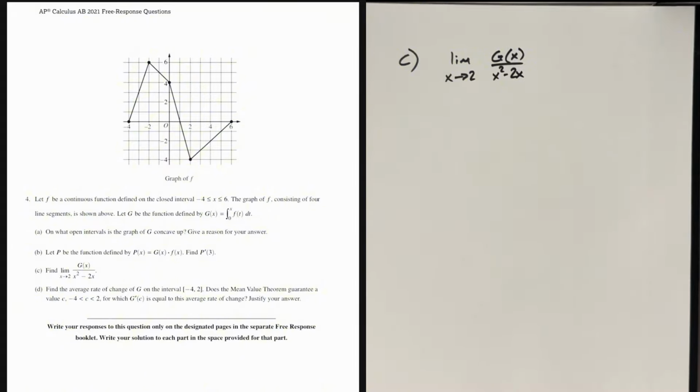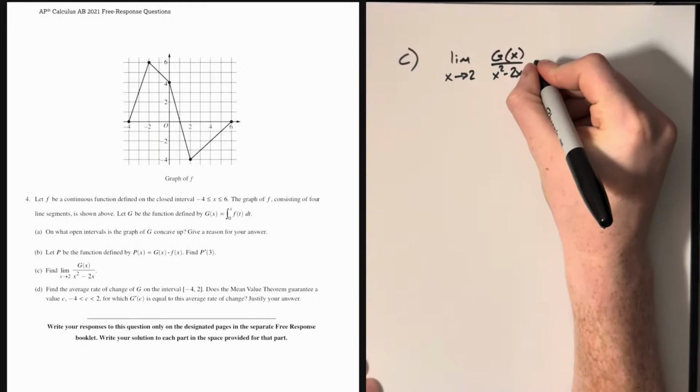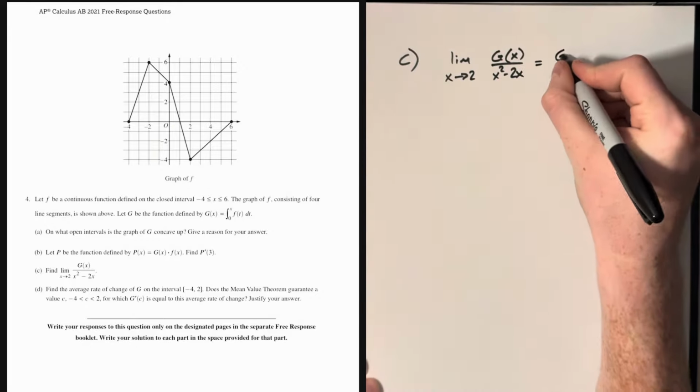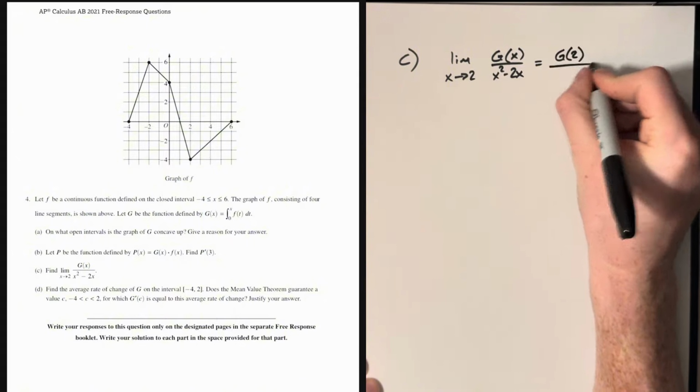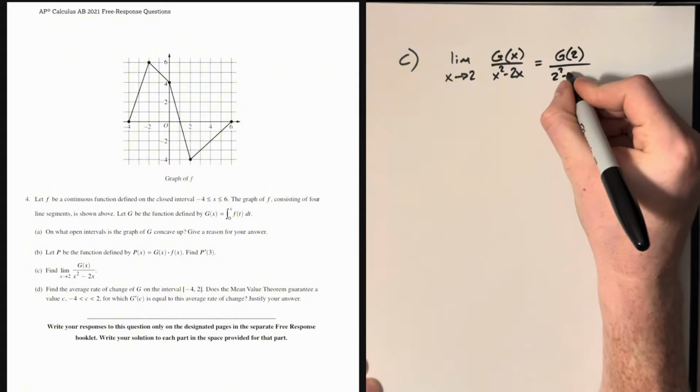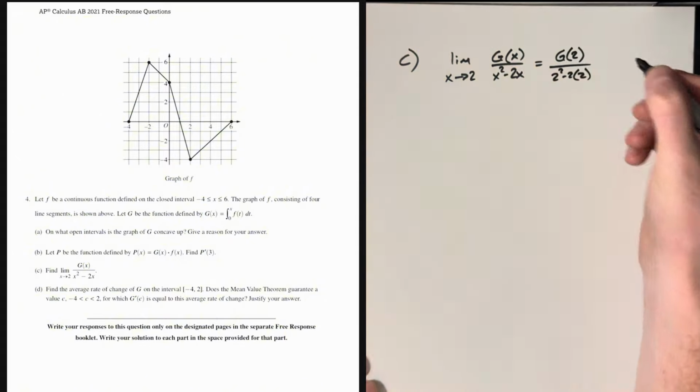Okay, so we're doing a limit. First step, if we're ever solving a limit, direct substitution. Plug it in, see what we get. So if I plug it in, I get g of 2 divided by 2 squared minus 2 times 2.